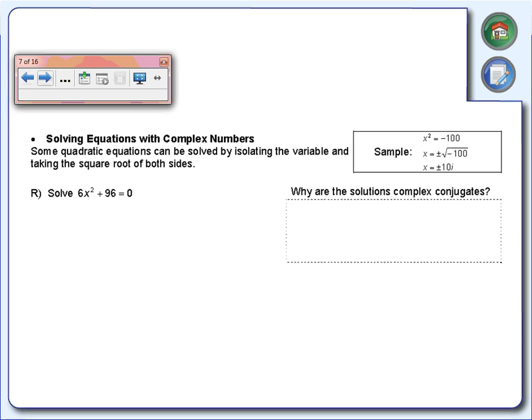Moving on, solving equations with complex numbers. Some quadratic equations can be solved by isolating the variable and taking the square root of both sides. So we're going to work on r over here. We got 6x squared plus 96 equals 0. What we're going to do is solve for x. First, we're going to start by subtracting the 96.